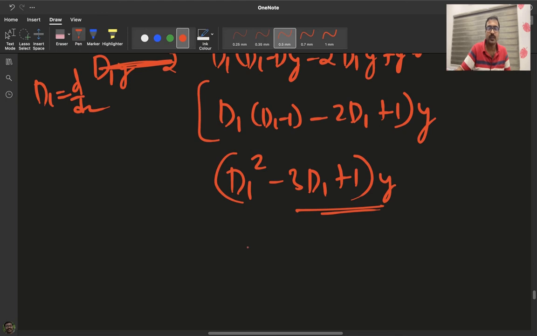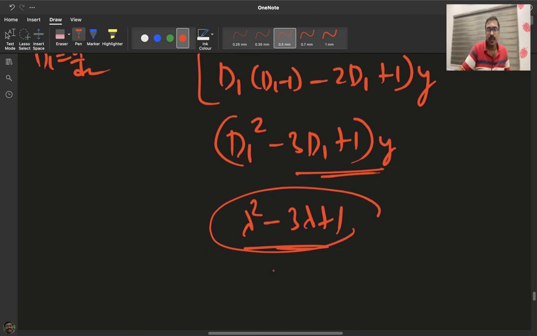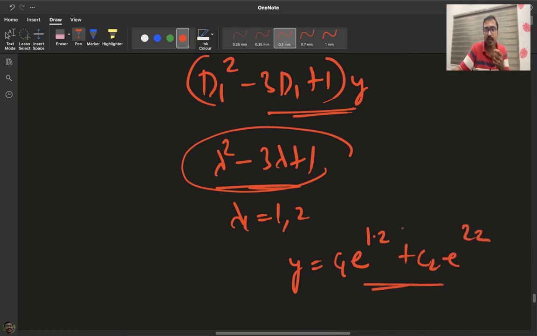You write the Cauchy equation, that is simply lambda square minus 3 lambda plus 1, and find the roots of lambda. Suppose your roots are, I'm just writing it, it's not correct, but suppose lambda is 1 and 2. How will you write the solution? If it was in y and x, you would write y is equal to c1 e raised to lambda 1 into x. But in this case, since the independent variable is z, you write c1 e raised to 1 into z plus c2 e raised to 2 into z. Don't forget to write that.